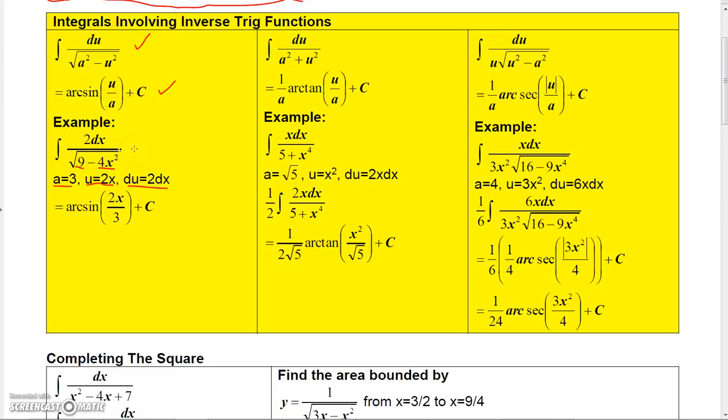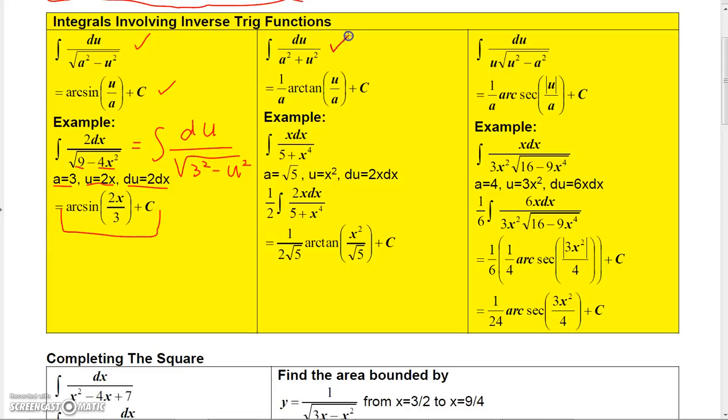So we actually do have this in the proper form, because the top is du, 2dx is du, and the bottom is the square root of 3 squared minus u squared. So if we were to integrate this, we could just use this formula. It's going to be equal to the arc sine of u over a, and in this case, u is 2x and a is 3, so it would be the arc sine of 2x over 3, and then plus a constant since it's an indefinite integral.